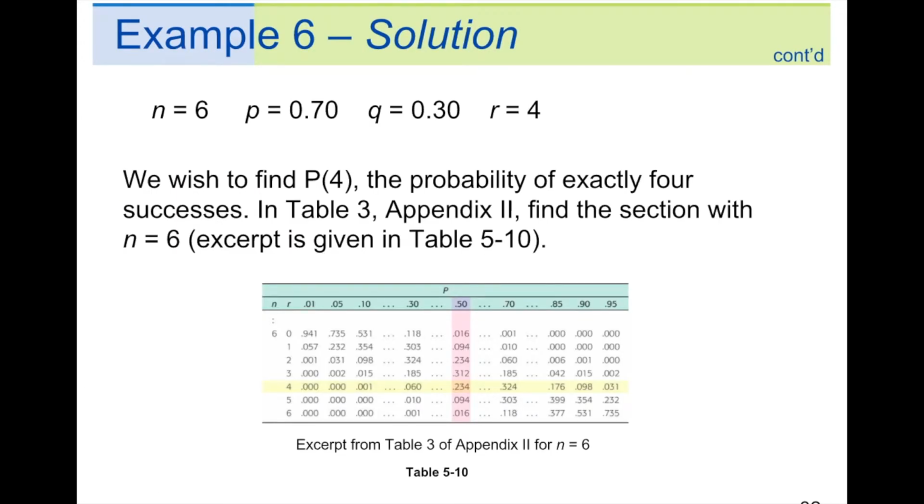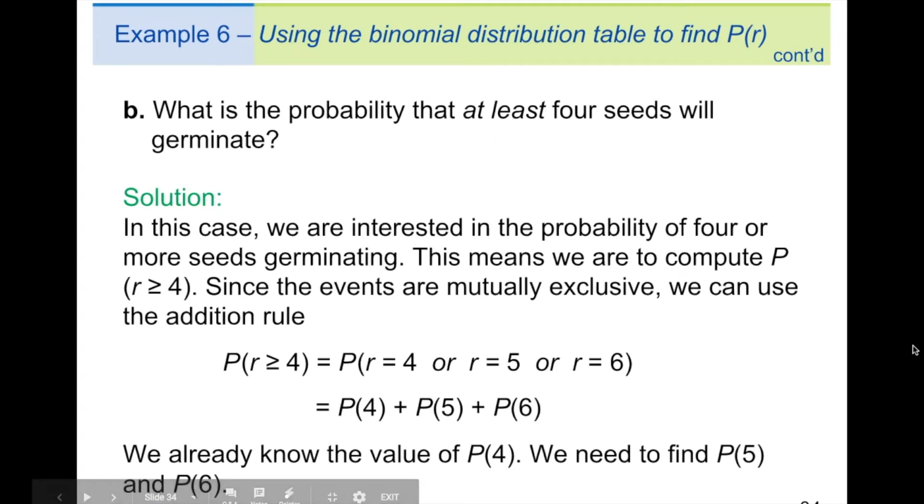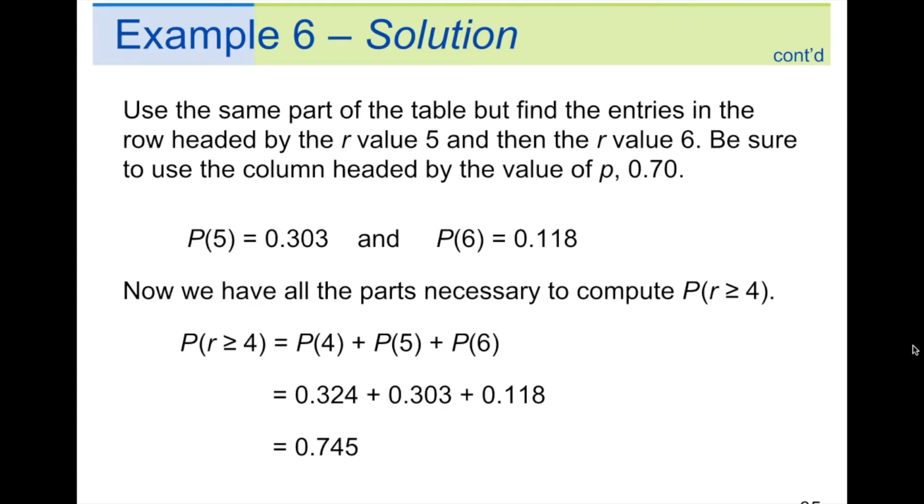So again, back to the table. We found 4, 0.324, now we need 0.303 and 0.118 because those are 5 and 6. Now we have all the parts necessary to compute the probability of r greater than or equal to 4. So you add those 3 up and you get 0.745.